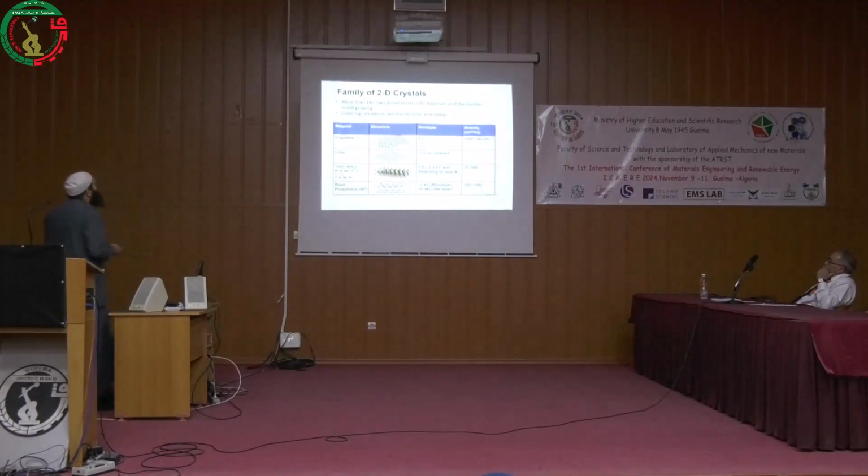So this 2D class of materials is growing, and it covers a very large range of classes of materials, including some insulators, semiconductors, and metals. So 2D compounds can be metals, insulators, and semiconductors, which allows different kinds of applications.